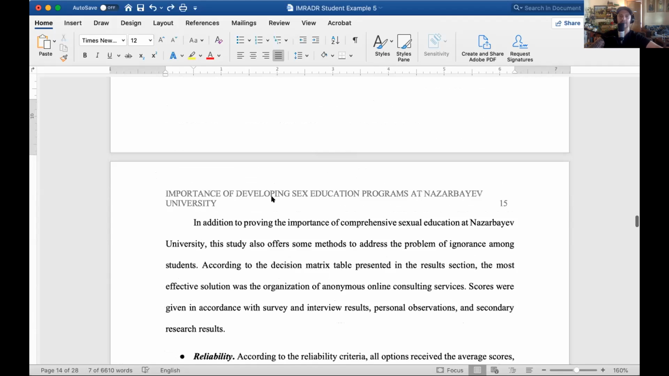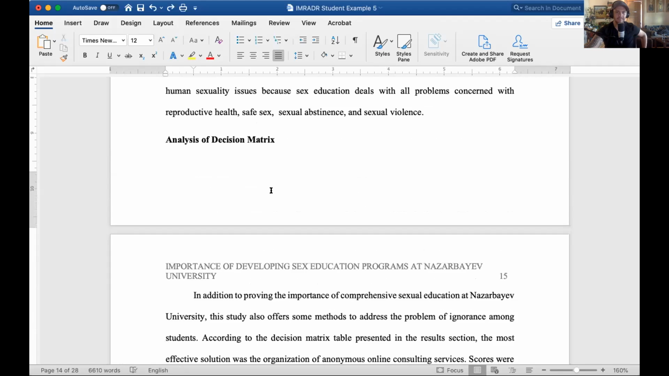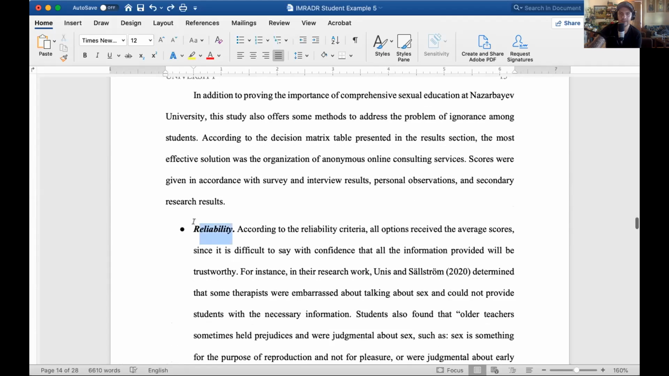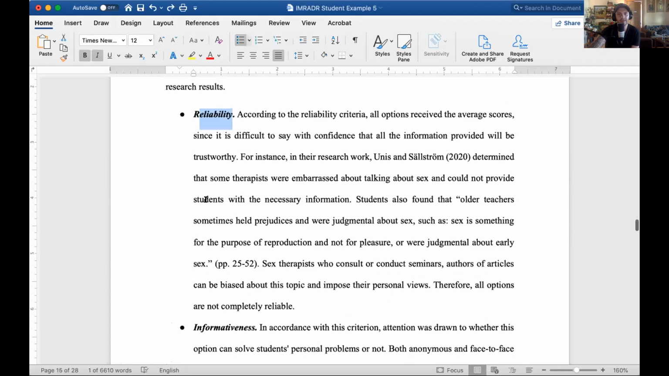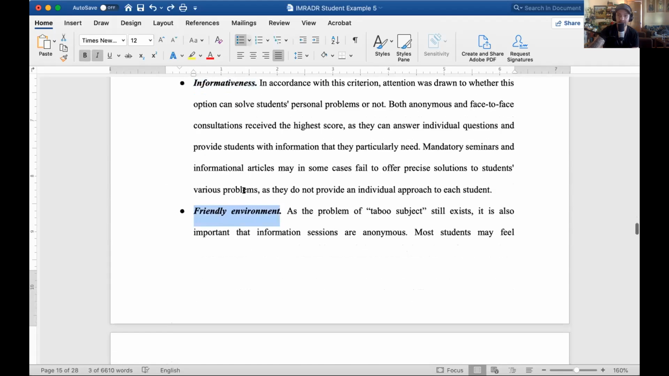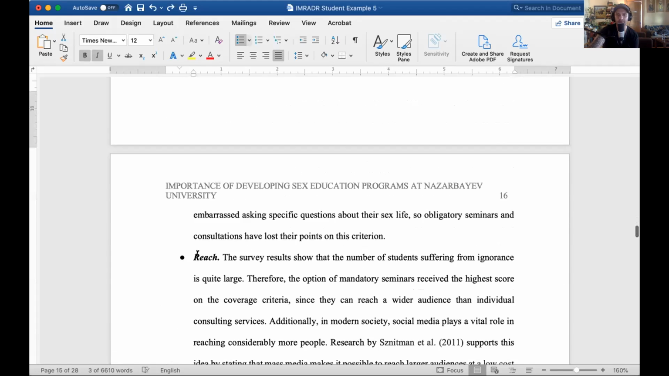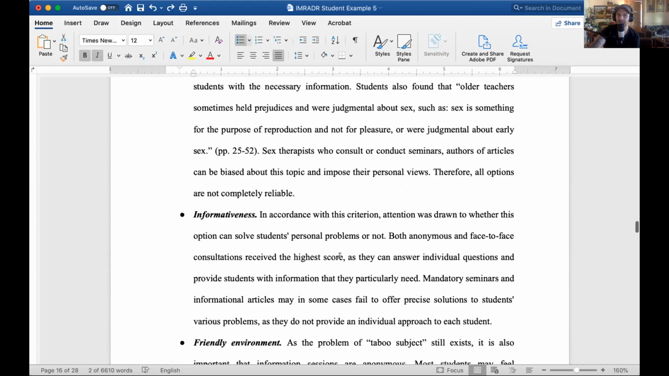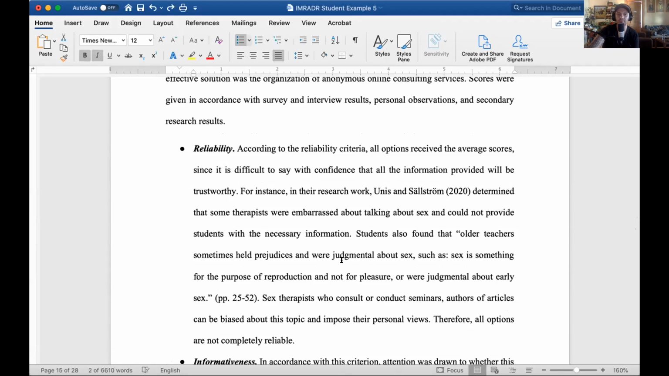Here, importantly, we have the analysis of the decision matrix, right? So reliability, they decided to break it down into sections of criteria. You can break it down into sections of criteria, of solutions, however you want to break it down. It's up to you. You obviously don't have to cover every bit of information, just the most important or what you deem the most important.